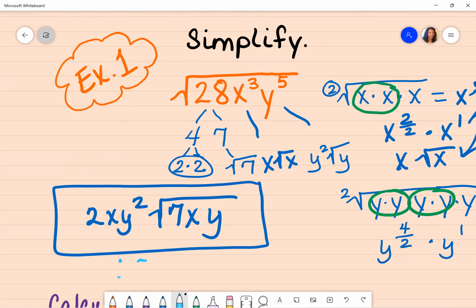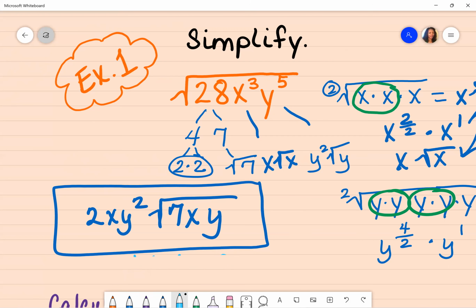I do the exact same thing for my variables. So x times another x, and then what's left over is an x. So that's going to leave me, if I know the rules, that means I'm adding my exponents. So 1, 2, 3, x to the third power. Okay, so far, so good. And then I want to do the same thing with y.